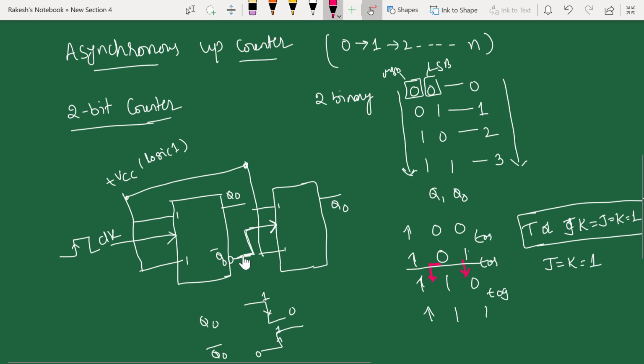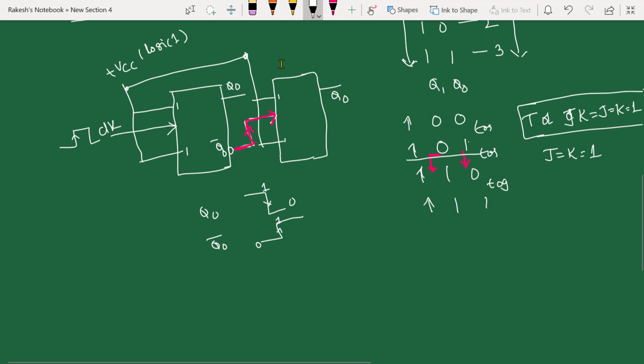So this is very important. I am taking Q0 bar as a clock to the second flip-flop. Your second flip-flop will toggle only whenever Q0 goes from 1 to 0, that is, whenever Q0 bar goes from 0 to 1, because this acts as a positive going transition to the second flip-flop. Now let's start analyzing this circuit. Let's take clock 0. Let's take Q1 here and Q0 here. Let us assume first both are 0 0.